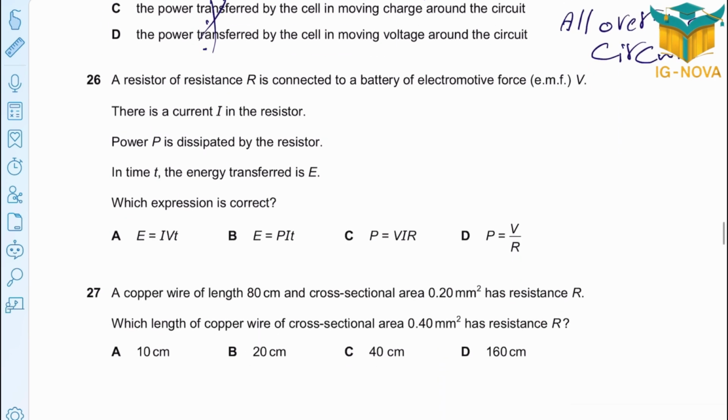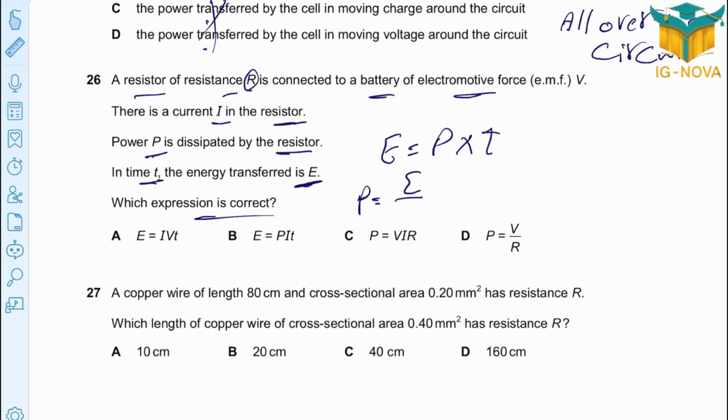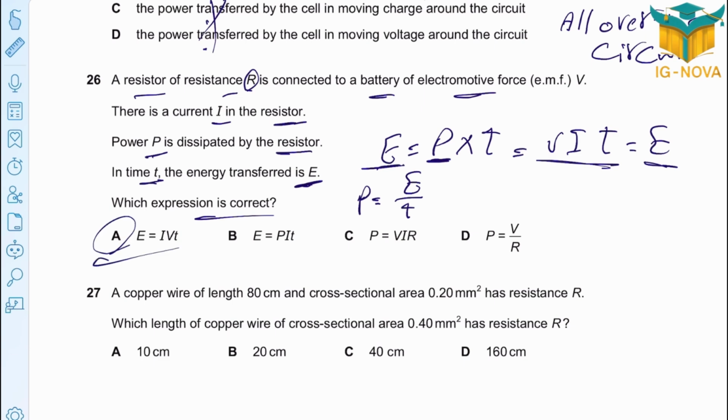Question 26. A resistor of resistance R is connected to a battery of electromotive force EMF V. There is a current I in the resistor. Power P is dissipated by the resistor. In time T, energy transferred. Which expression is correct? We solved it before. Power equals energy over time, and electrical power is VI. So VIT equals energy. It's IVT, option A is correct.